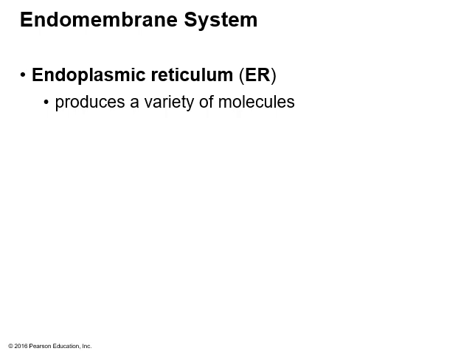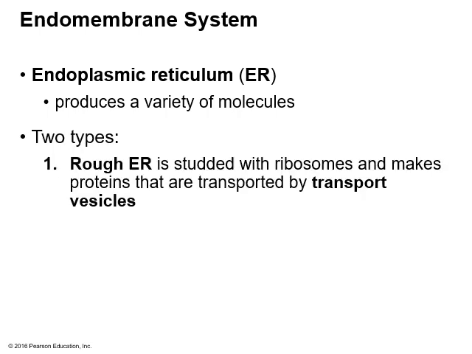But the endoplasmic reticulum produces a whole bunch of different types of molecules. And there are two types. There is rough endoplasmic reticulum. It's called that because it has ribosomes on its surface. And what it does is it produces, with the help of the ribosomes, proteins, right? So it is making proteins with ribosomes, and those proteins are then transported by vesicles to different parts of the cell or transported to the outside of the cell.